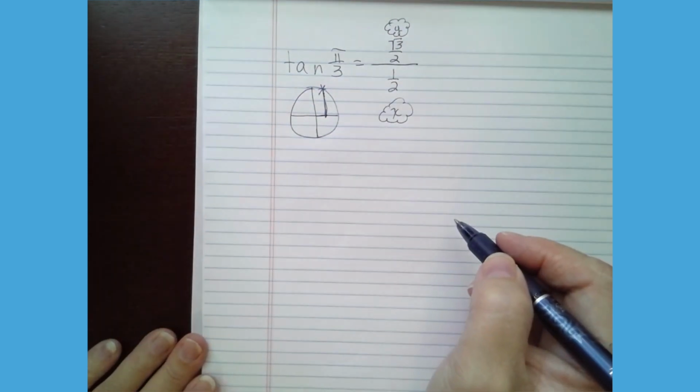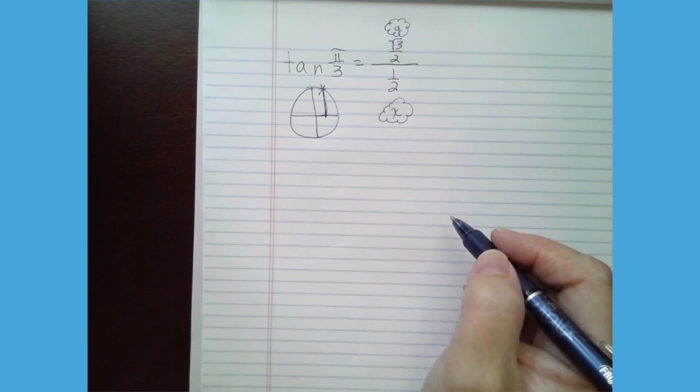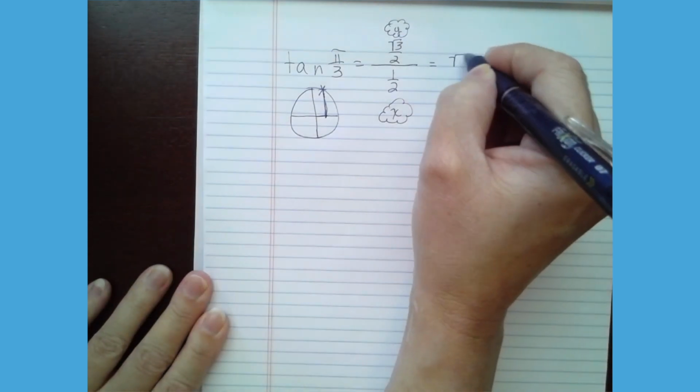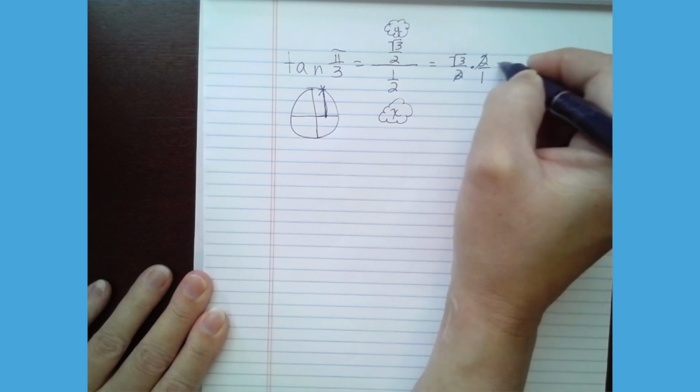And again, I'm going to get a complex fraction. It's just the flip of my pi 6, because they are the same triangle flipped around. So now when I do this, I get root 3 over 2 times, flip that bottom guy, and I get root 3.